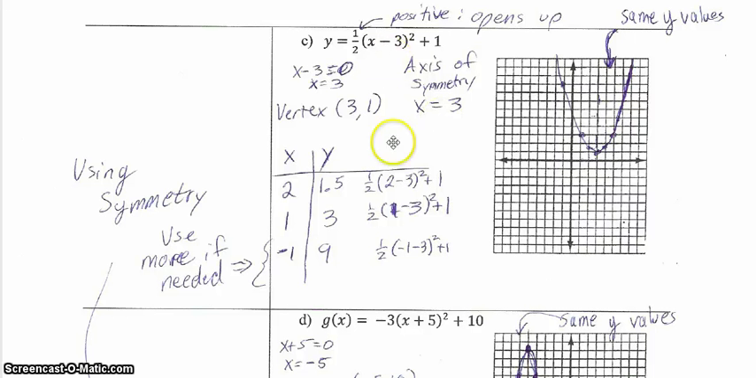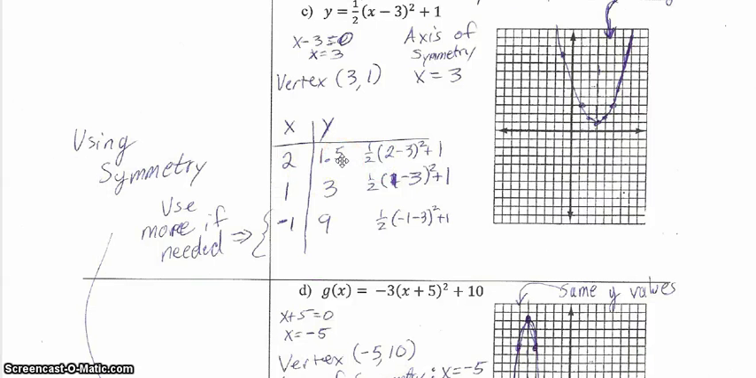So we go ahead and do the same thing. This time, if we're going to use that symmetry, going to use one side only. And I just happen to pick the left side here. So values close to 3, but all on one side. So 2, 1. So plugged in 2. 2 minus 3 is negative 1 squared. It's 1 times 1/2, so 1/2 plus 1. Plug in 1 minus 3 squared. So that's negative 2 squared is 4 times 1/2 is 2 plus 1, 3.